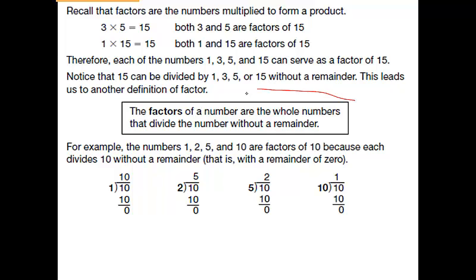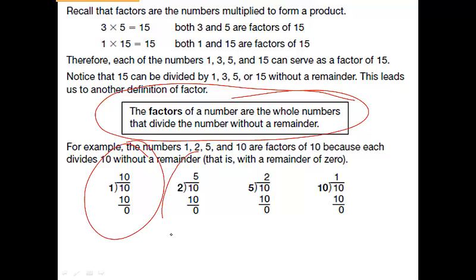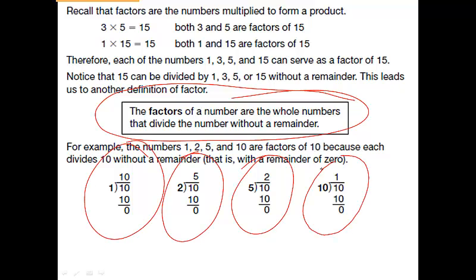So that leads us to this definition right here that says that the factors of a number are the whole numbers that divide the number without a remainder. As you can see down here, that's illustrated. That's why those 4 numbers are all factors of 15. In this example, it's factors of 10 instead of 15. 1 goes into 10 10 times, 2 goes into 10 5 times, 5 goes into 10 2 times, and 10 goes into 10 1 time. So your factors of 10 would be 1, 2, 5, and 10.